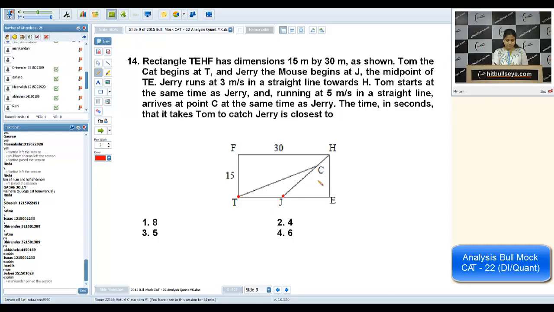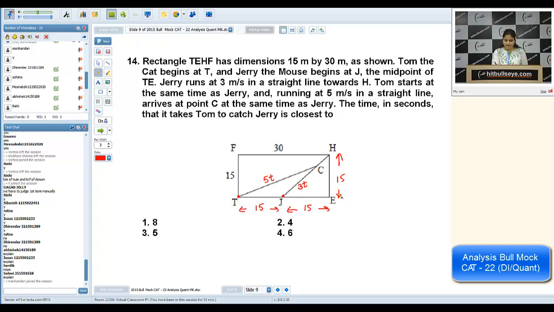So, if I take JC, JC is the distance covered by Jerry in the required time. Let the required time be T seconds. After T seconds, we are meeting at point C. So, what is this distance? It will be 3T. Distance is equal to speed into time. That is the formula I am using here. This will be 5T with the same logic. Since J was the middle point, it is 15. And this 15 is given.